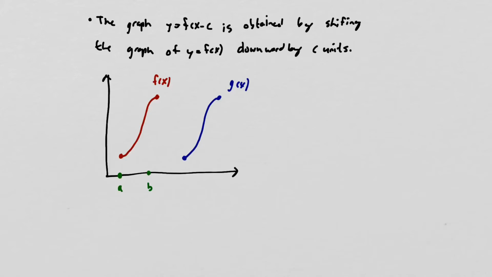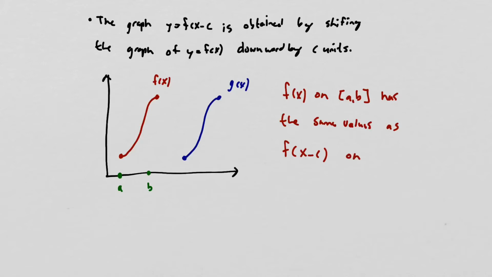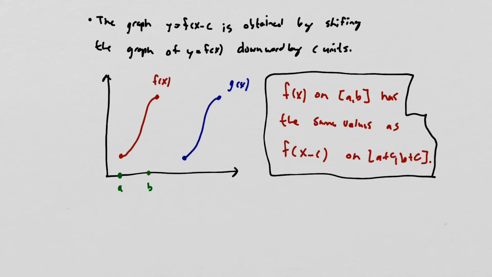Another way of saying this is that the function f of x on its domain a to b has the same values as the function f of x minus c on the domain a plus c to b plus c. So this little piece of algebra more or less highlights how we're going to shift our functions algebraically. So again, let's just go ahead and record this all down in a theorem.